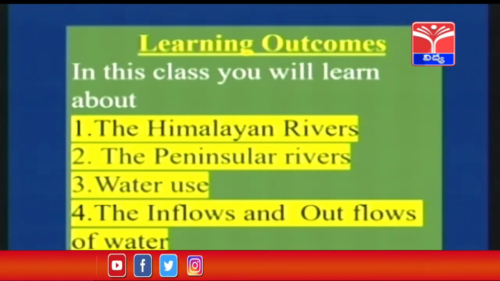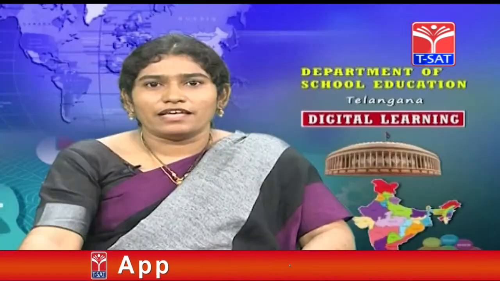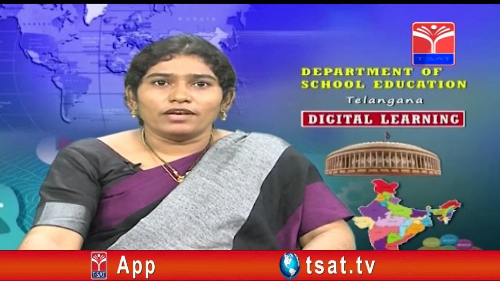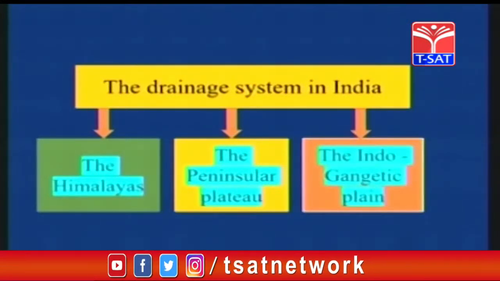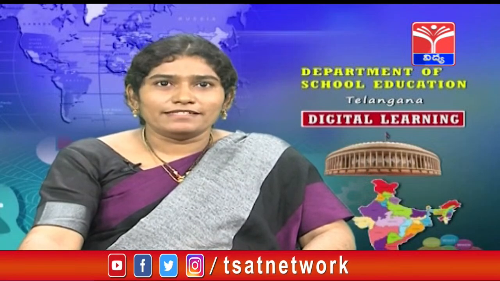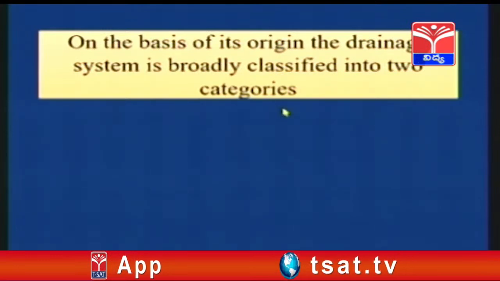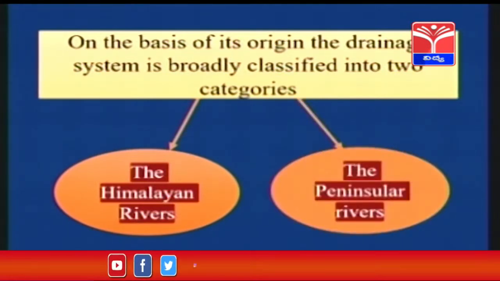outflows of water. The drainage system in India has evolved and adjusted itself into 3 physiographic units. So, let us know what those are. The Himalayas, the Peninsular Plateau and the Indo-Gangetic Plain. On the basis of its origin, the drainage system is broadly classified into 2 categories. They are the Himalayan rivers and the peninsular rivers.